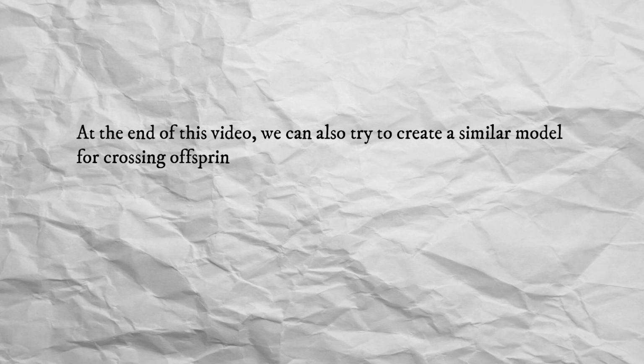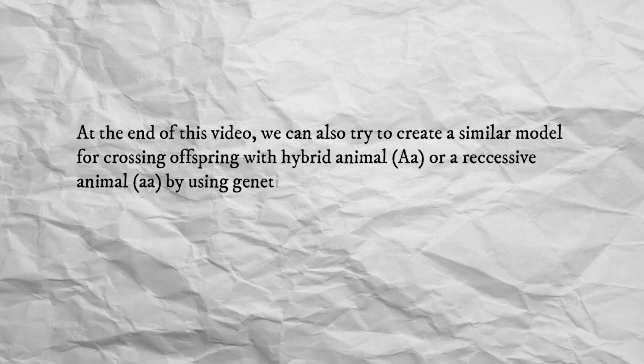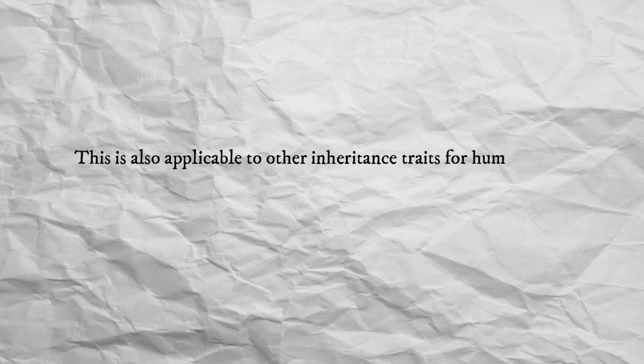At the end of this video, we can also try to create a similar model for crossing offspring with hybrid animal Aa or a recessive animal aa by using genetic algebra. This is also applicable to other inheritance traits for humans like hair, skin color, blood type, and more.